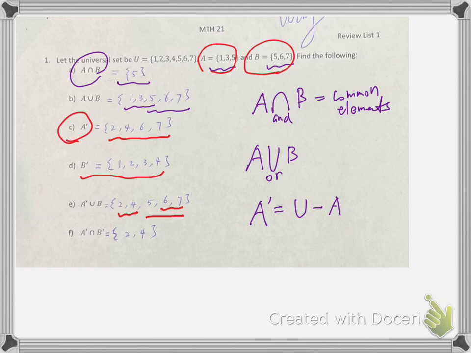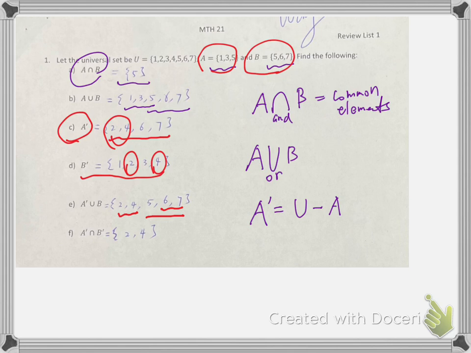So now what's A complement intersect B complement? That's the common element of A prime and B prime. So their common elements are 2 and 4. 6, 7 are in A prime but not in B prime. 1, 3 are in B prime but not in A prime.